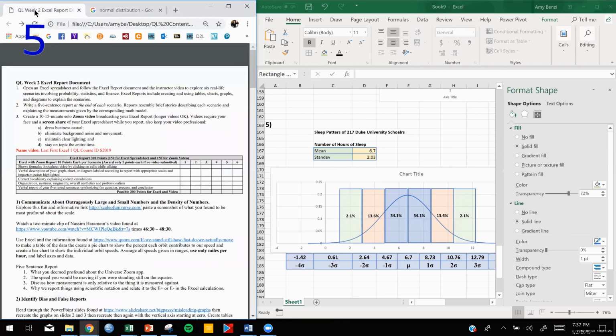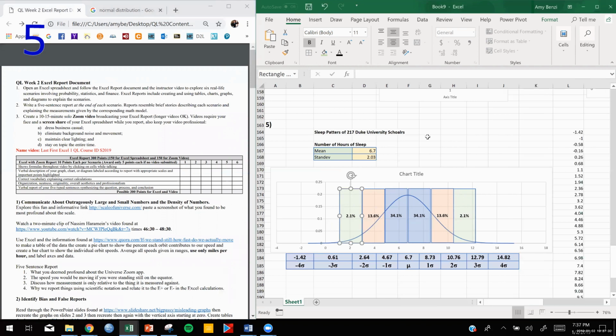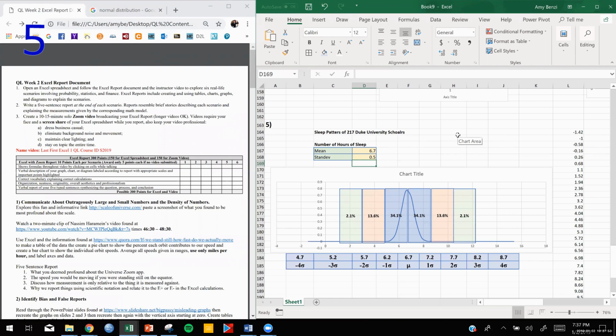Now, there's another piece to this assignment where I want you guys to mess around a little bit with your standard deviation. So let's see what that's going to look like. If I changed my standard deviation here, remember how I had you connect everything? That was for a reason. Let's say the average difference between their sleep patterns was half an hour, 0.5. Look how skinny our graph gets.